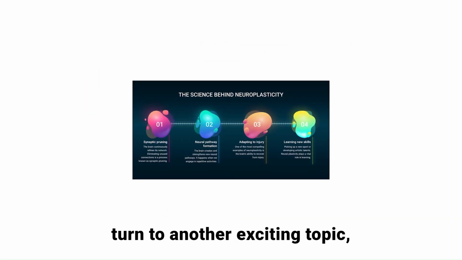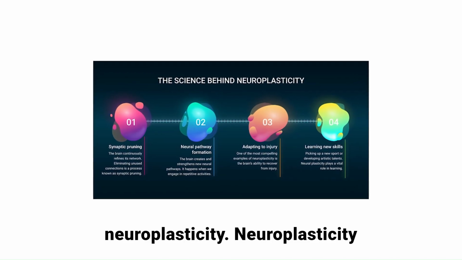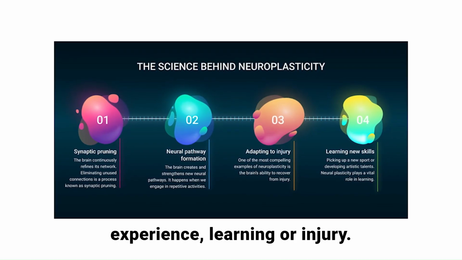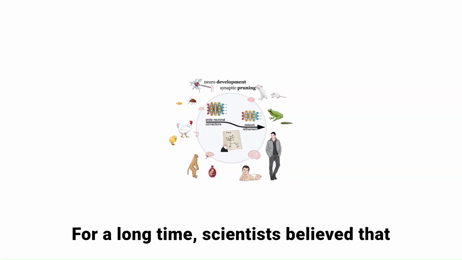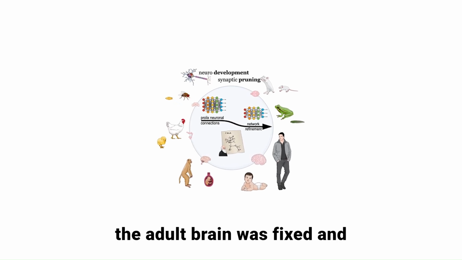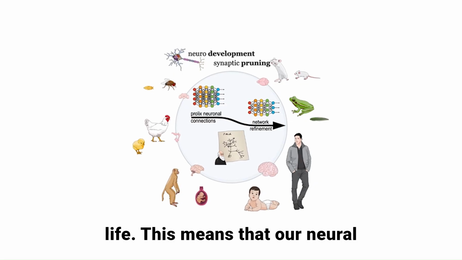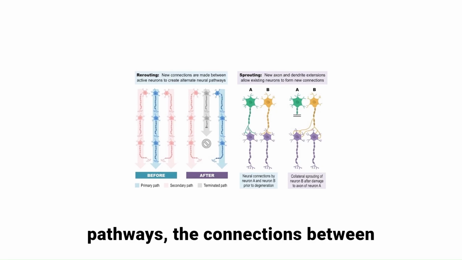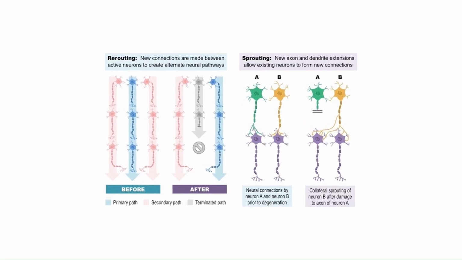Now let's turn to another exciting topic, neuroplasticity. Neuroplasticity refers to the brain's incredible ability to change and adapt in response to experience, learning, or injury. For a long time, scientists believed that the adult brain was fixed and unchangeable, but research has shown that the brain remains adaptable throughout life. This means that our neural pathways, the connections between neurons, can be reorganized, strengthened, or even formed anew.